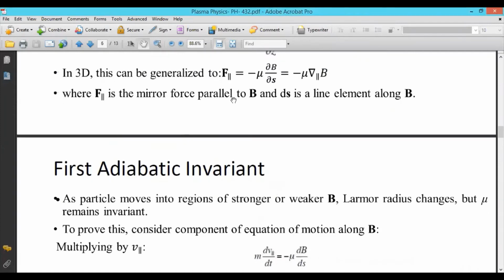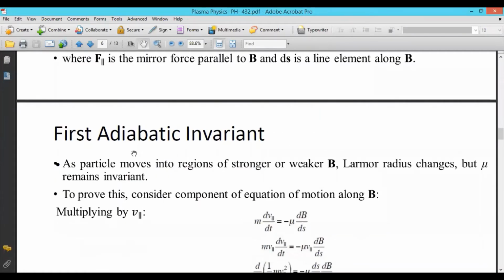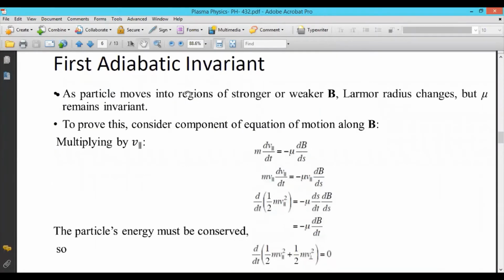Okay, so let's talk about magnetic moment mu. That is our first adiabatic invariant. As a particle moves into regions of stronger or weaker magnetic field, the Larmor radius changes, but mu remains invariant. To prove this, consider the component of the equation of motion along the magnetic field.